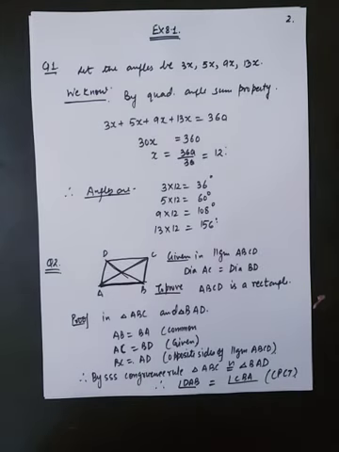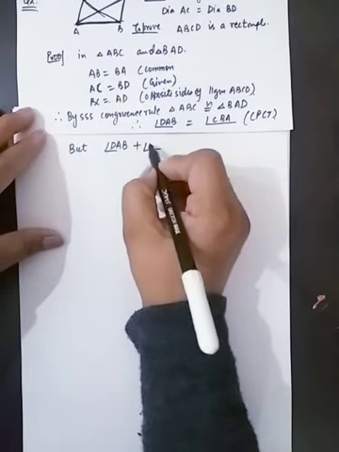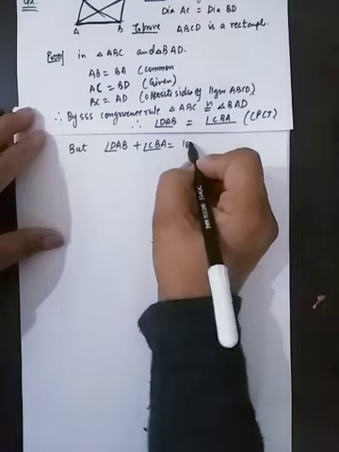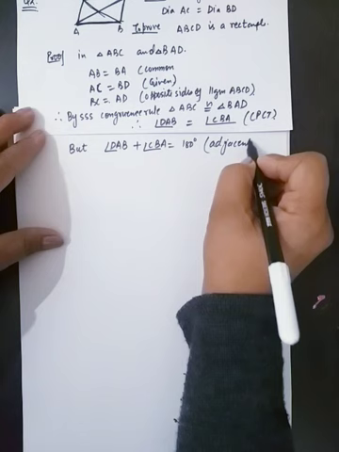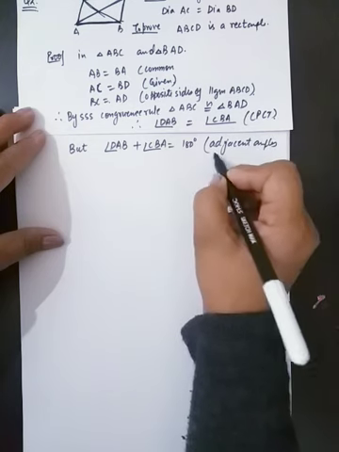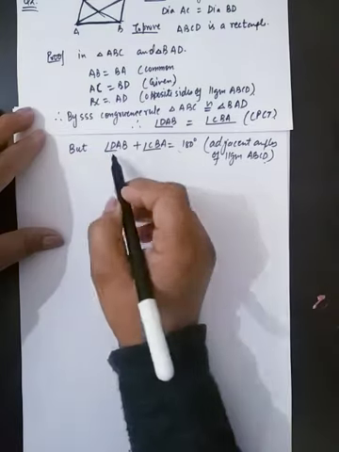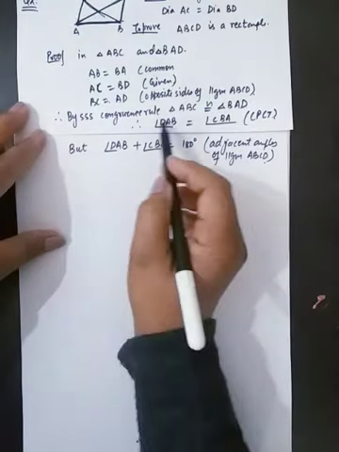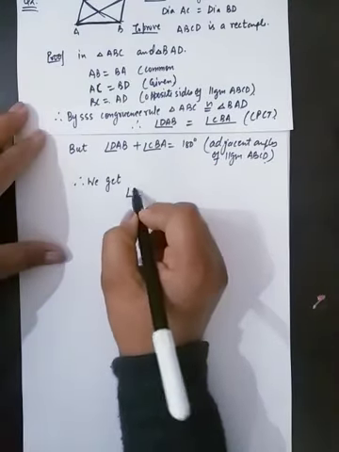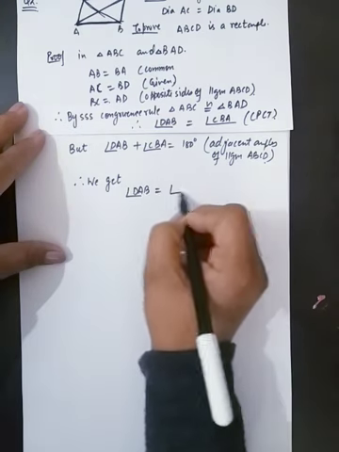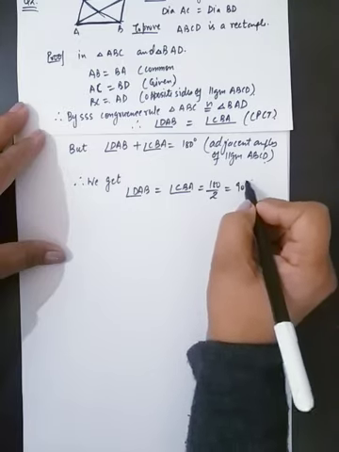But these are the adjacent angles of parallelogram. Angle DAB plus angle CBA is equal to 180 degree because these are adjacent angles of parallelogram ABCD. Sum of these two angles is 180 but these angles are equal. So therefore we get angle DAB is equal to angle CBA is equal to 180 by 2 is equal to 90 degree.